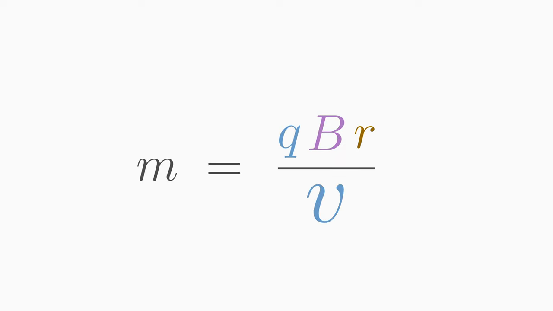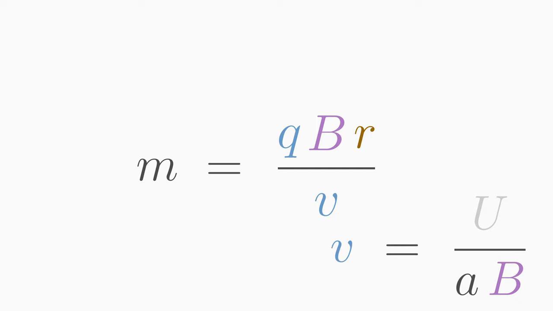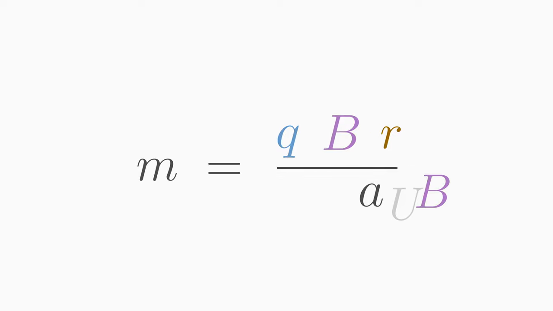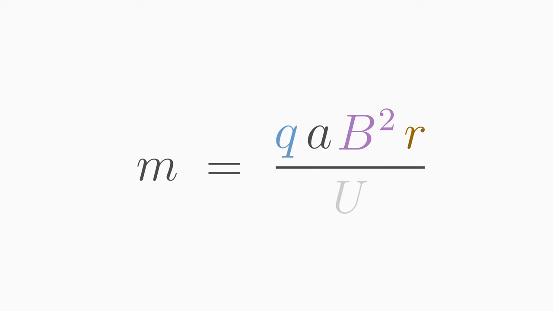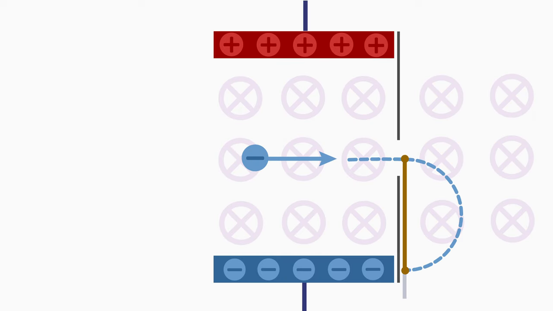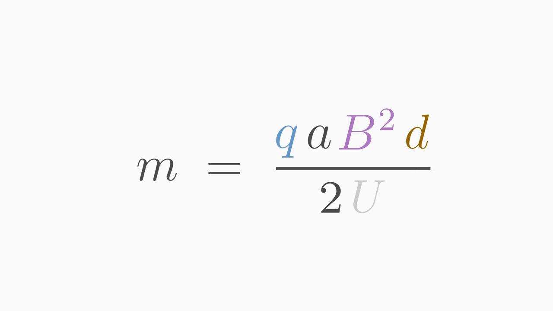You can replace the velocity of the particles with the formula derived before. Replace it with U divided by A times B. And the radius r is simply half of the diameter d. You can measure it at the detector plate. Now you have, besides a built mass spectrometer, also the corresponding formula to calculate the mass of a charged particle. M is equal to Q times A times B squared times d divided by 2 times U.